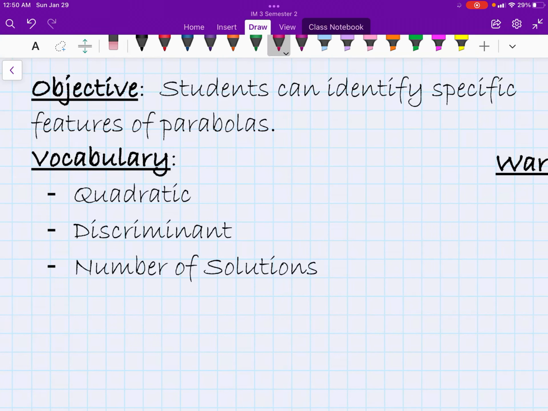All right, you guys. So on today's lesson, we're actually focused on identifying specific features of a graph. More specifically, in this case, we're focused on identifying the x-intercepts, or how many x-intercepts we should be expecting based on a certain solution we get. Now, in this case, that solution, or the term we're going to be working with here, is the discriminant.